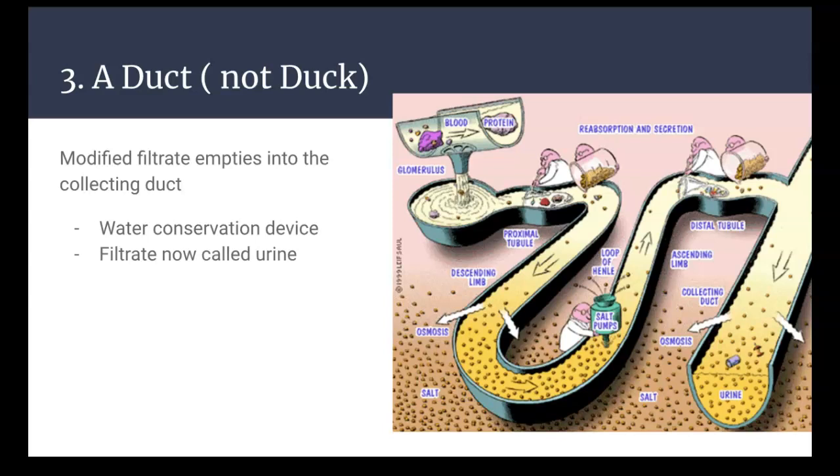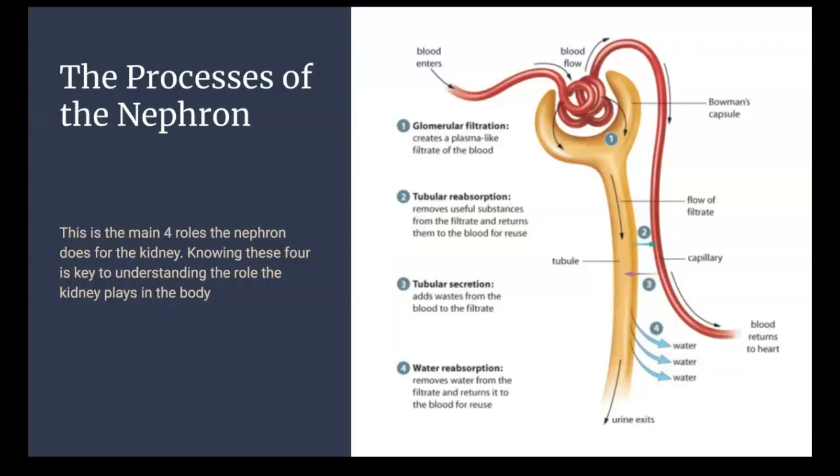So at the end of all the process, we collect the urine in the renal pelvis, and eventually it will go down the ureters and into our urinary bladder. So the actual process that happens at the nephron is basically broken down into 4 steps. So make sure you write down these 4 steps with me.